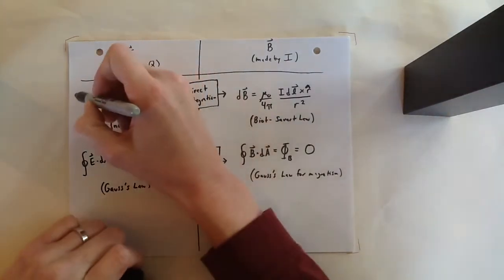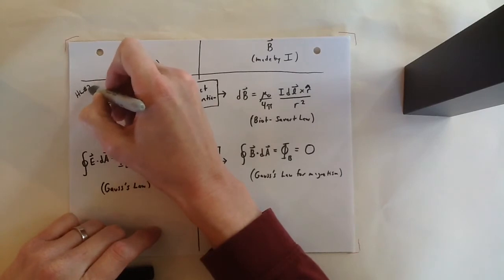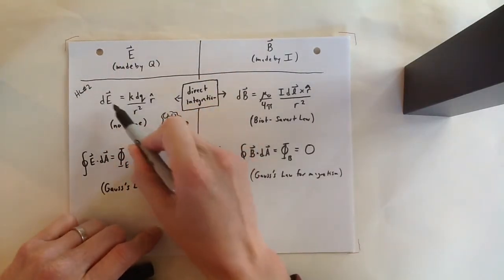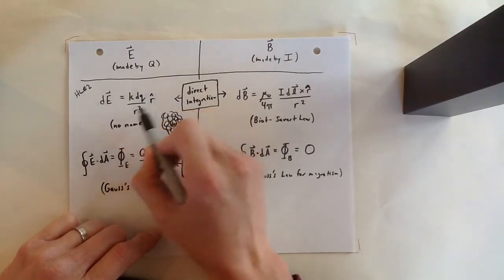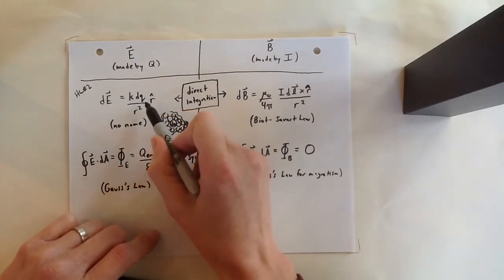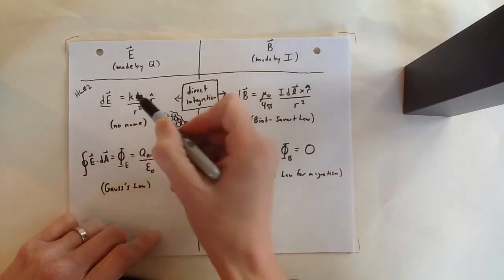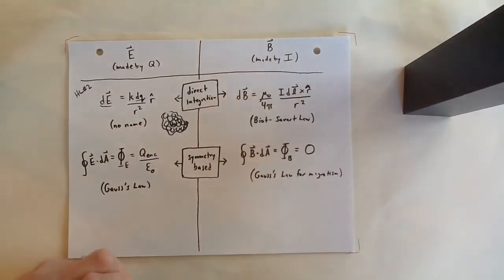Again, we looked at this in homework number 2. This particular formula didn't have any name or anything like that. It essentially comes from Coulomb's law, but it's just taking the differential form. So it's a dq making a dE instead of a q making an E.